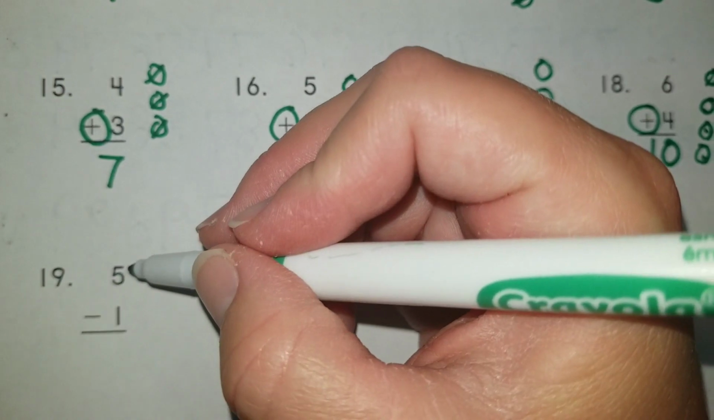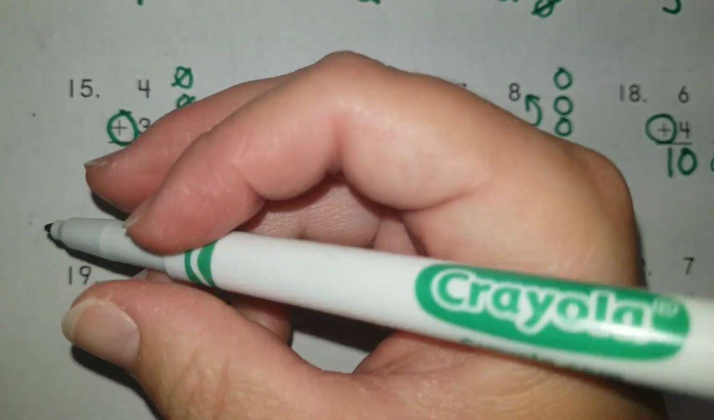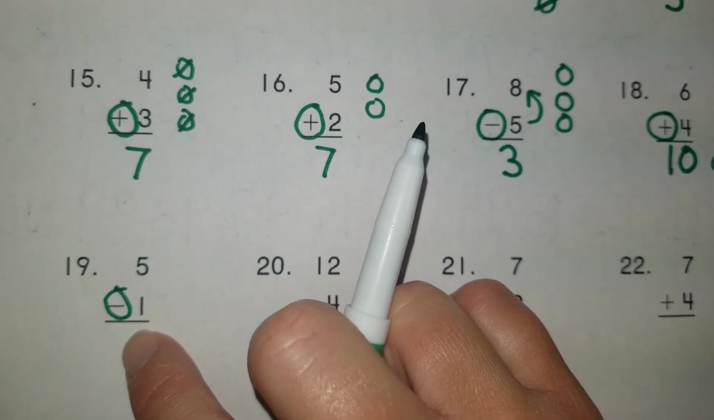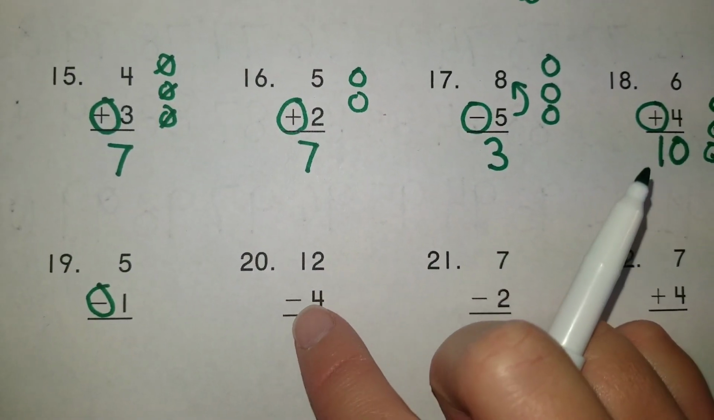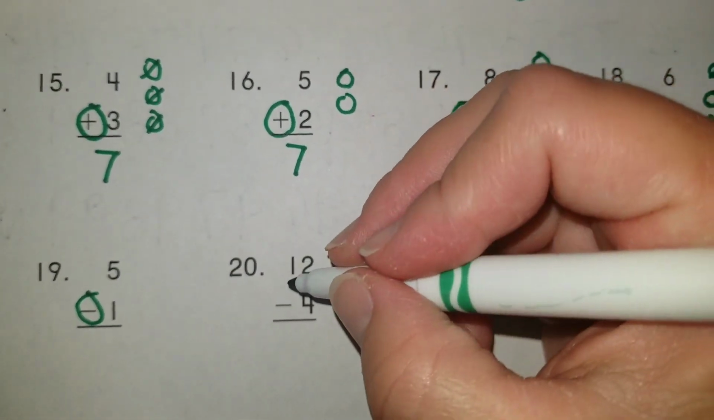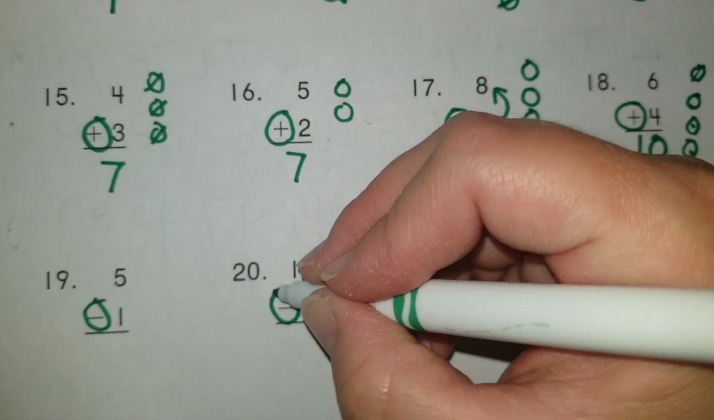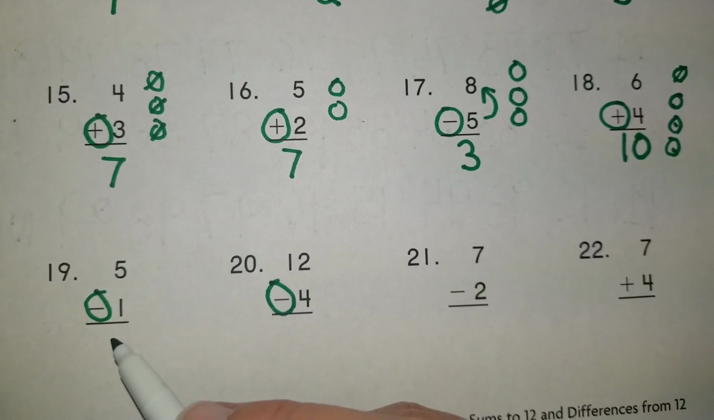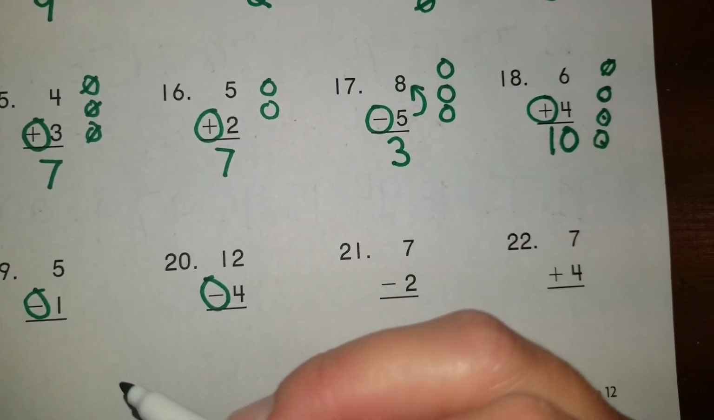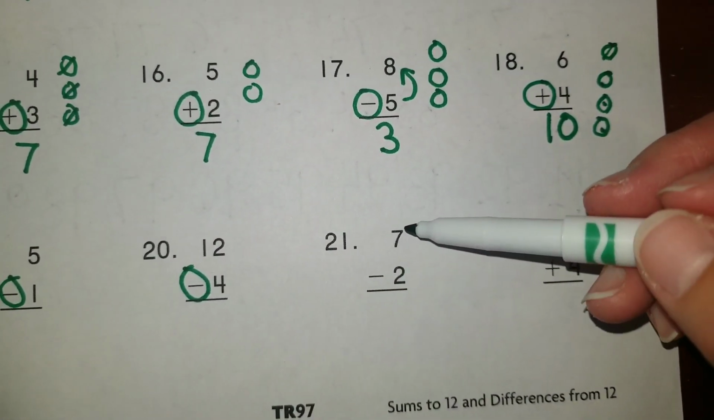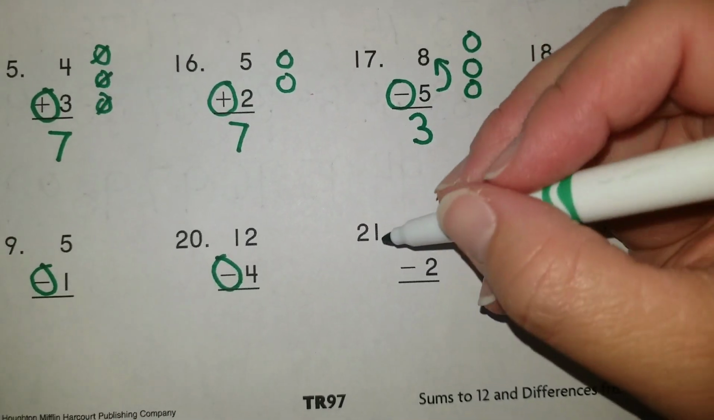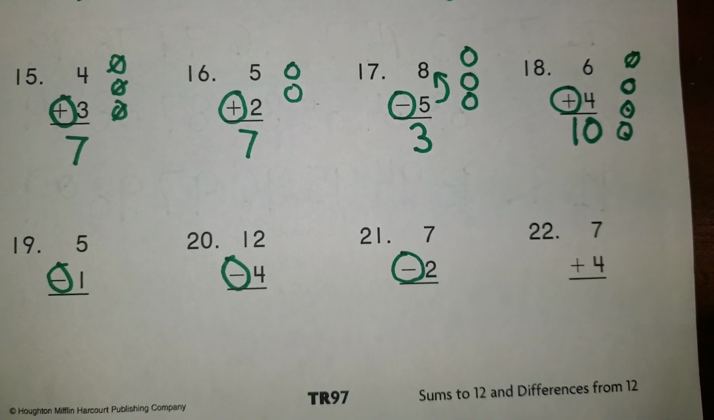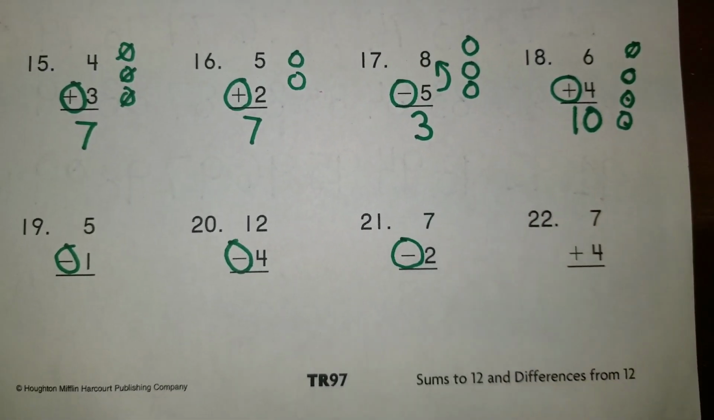Alright, so you make sure here 5 minus 1. Minus means take away. So here you're going to take away 12 minus 4. Once again, we're going to take away. Vamos a restar. Minus means take away, restar, quitarle al número grande. Number 21, 7 minus 2. We have the minus, that means take away. Vamos a quitarle al número grande. We're going to take away.